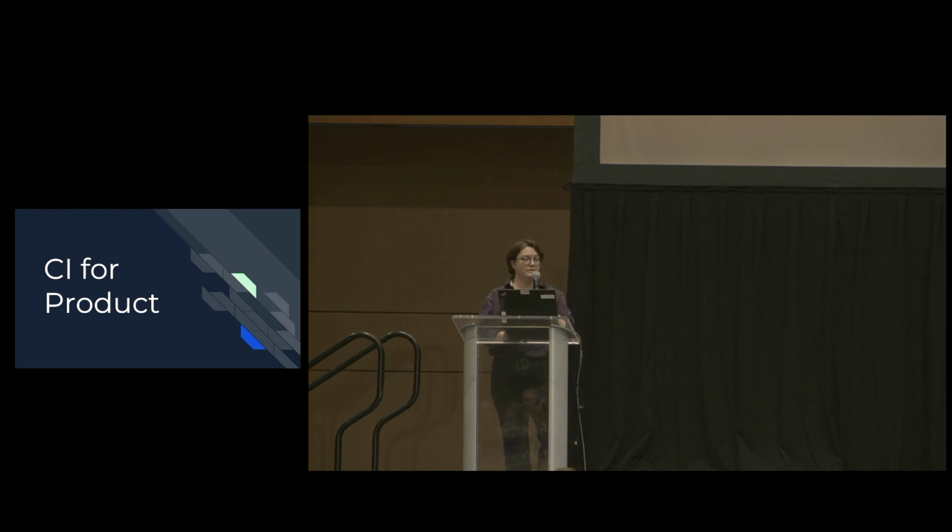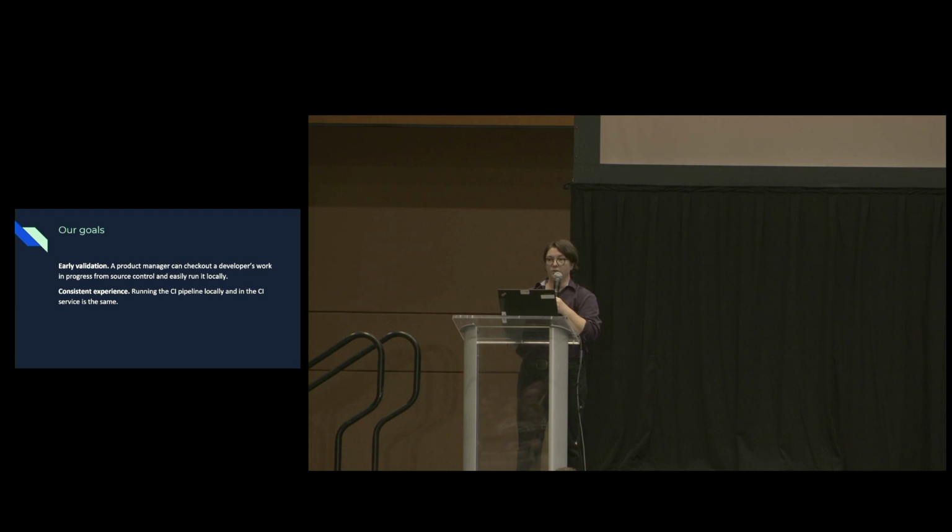So let's look at an example workflow for a product manager. So our goal, we want to do early validation. As a product manager, I want to be able to check out a developer's work in progress from source control, and I want to easily run it locally. I don't want to have to wait for it to be done or to be told that it's in production. I want to work collaboratively with my designer, my engineer, and anybody else who's a key stakeholder in the team so that we can quickly get the code out there, be flexible, but also not be waiting on assuming that done is done. We also want to have a consistent experience.